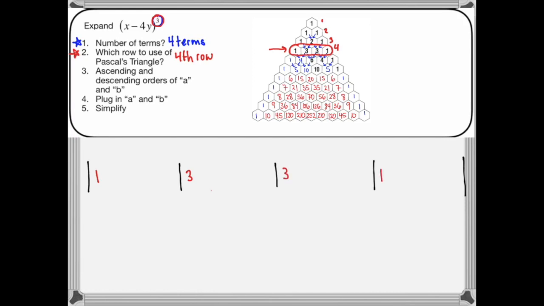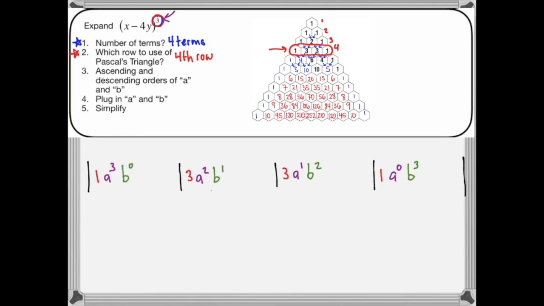And then I'm going to do the A's, which is going to be A to the, and we always start off with the exponential number here, so that's A to the 3rd, A to the 2nd, A to the 1st, and A to the 0. And then going in the opposite direction, I'm going to do the B's, which is going to go B to the 3rd, B to the 2nd, B to the 1st, and B to the 0.